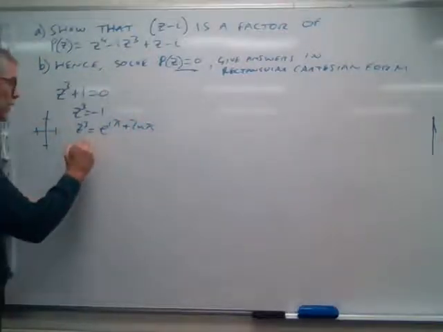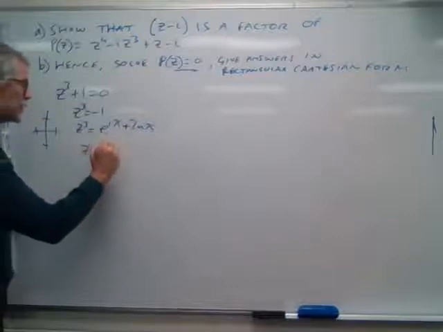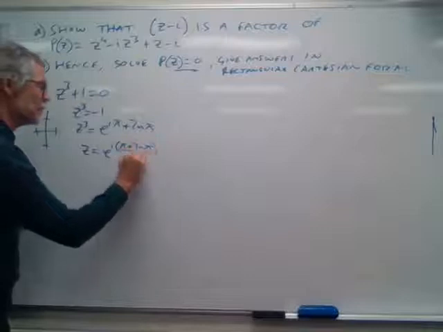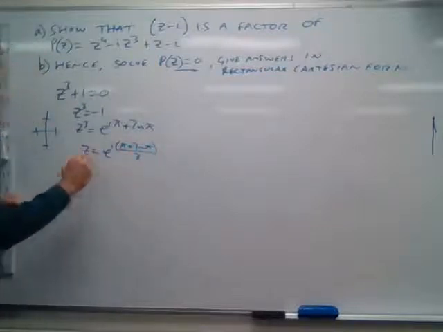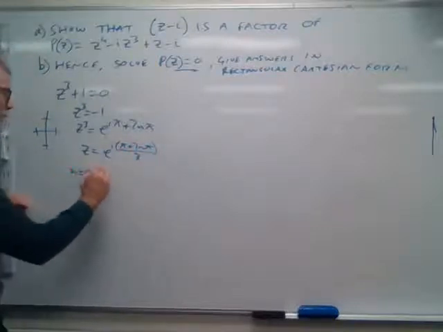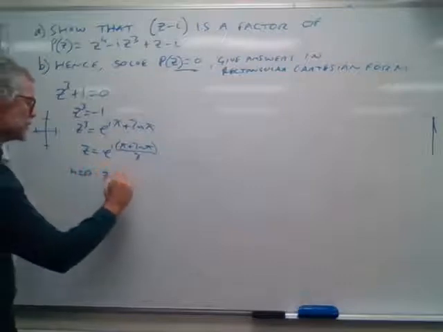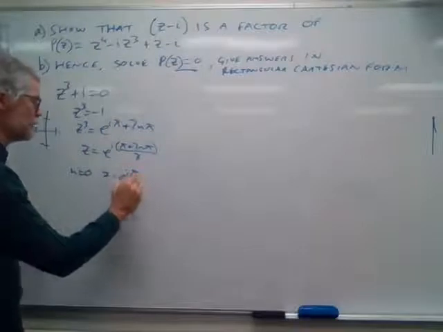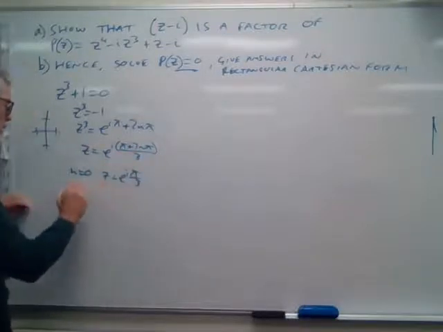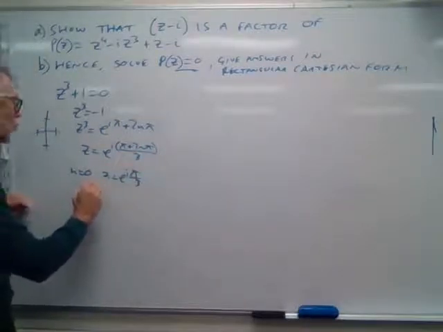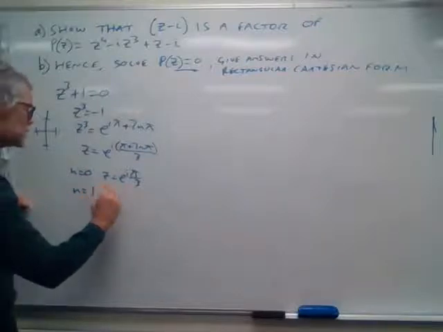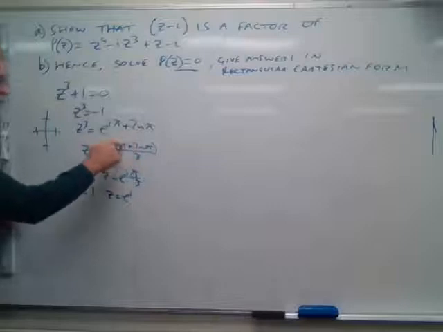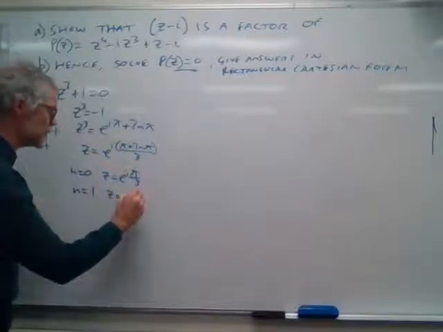Take the cube root of both sides. So z equals e to the i (pi plus 2n pi) over 3, and then we put n equal to 0, and we'll get z equals e to the i pi on 3. That's n equals 0. N equals 1: z equals e to the i, 2 plus 1 is 3 pi on 3, which is e to the i pi.